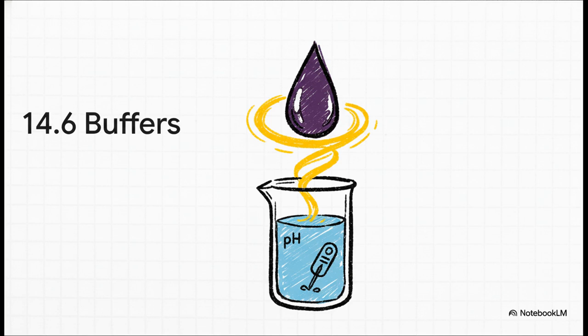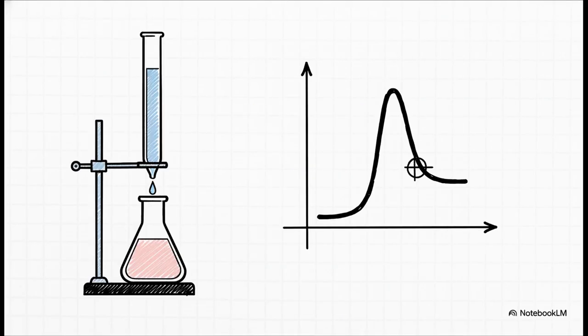Now, buffers, from section 14.6, this is a huge concept, not just in chem but in biology too. Think of them like chemical shock absorbers. They're these special mixtures that resist big pH changes, keeping things stable even when you add a little acid or base. And last but not least, section 14.7 takes us into the lab with acid-base titrations.